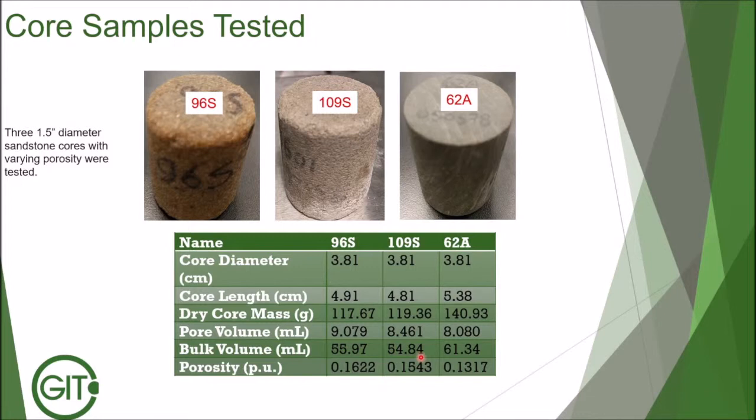In order to test the spatial T2 based wettability analysis, 3 sandstone samples were examined. Pictures of each are shown here. Each was approximately 4 centimeters in diameter and about 5 centimeters in length, and each had a porosity near 15%.